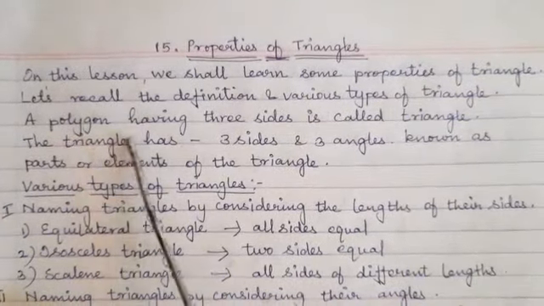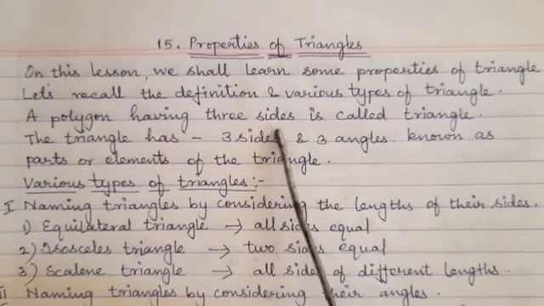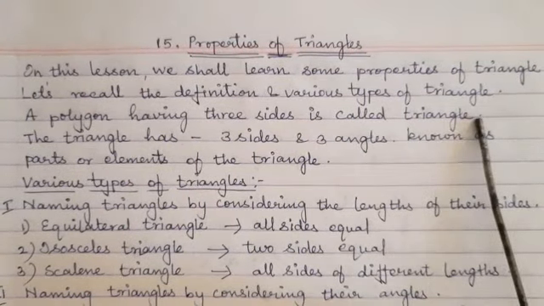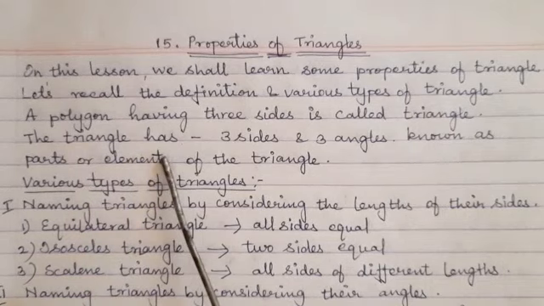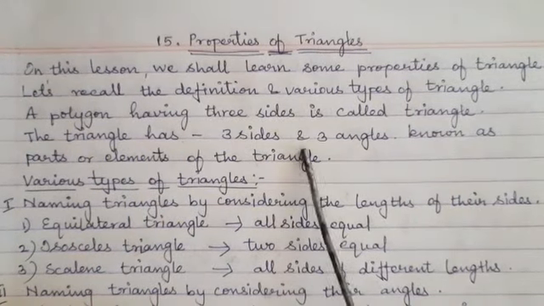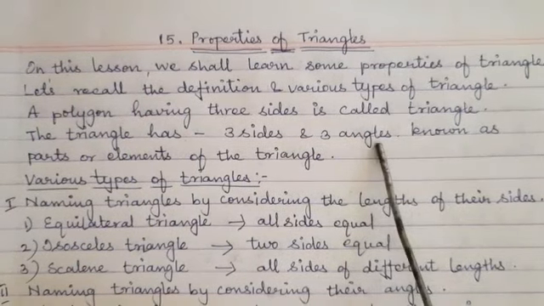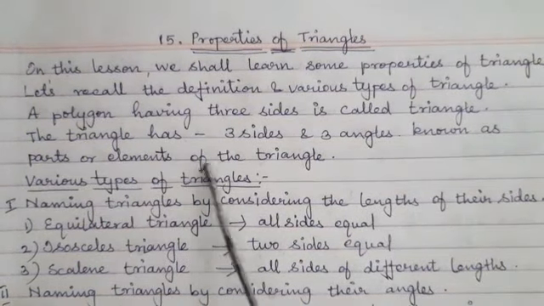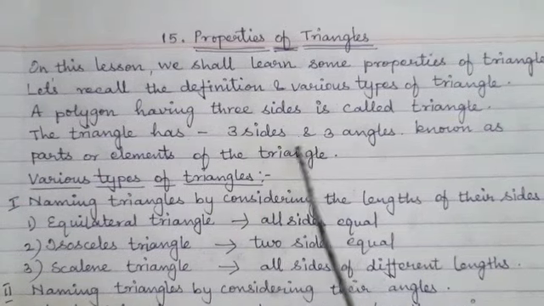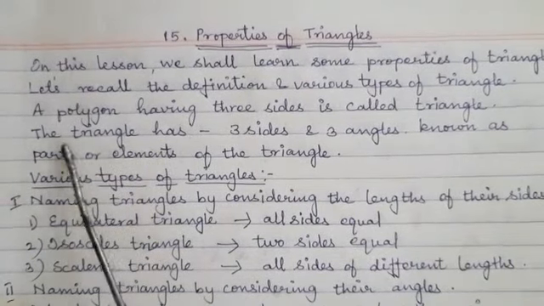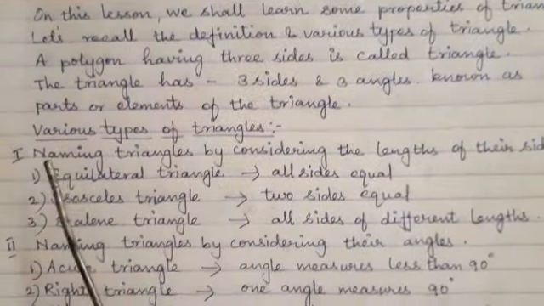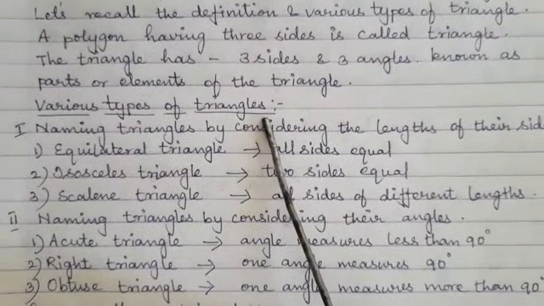A polygon having three sides is called a triangle. The triangle has three sides and three angles. So there are a total of 6 elements, known as parts or elements of the triangle. So a triangle has 6 parts or 6 elements in total. Now, various types of triangles.